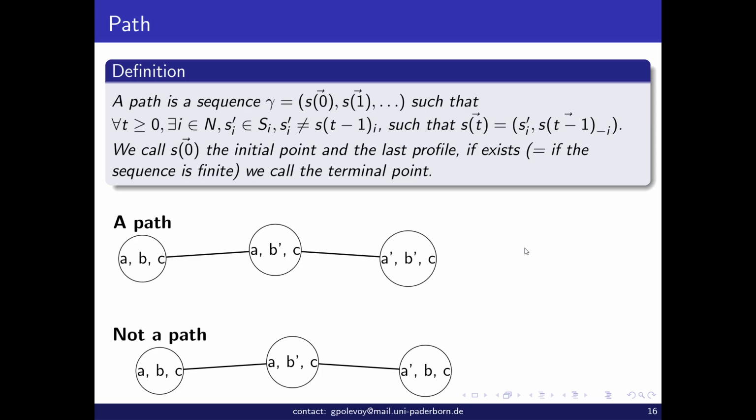So let's just look at two examples. One example is a path, because at the first change the second player changes from B to B prime, and then the first player changes from A to A prime. Exactly one player changes. The second illustration, however, is not a path, because at the first step the second player changes from B to B prime, but at the second step we have two player changes. First, the first player changes to A prime, and the second player changes back to B. So we have two players changing at the same time, and that's not a path according to our definition.